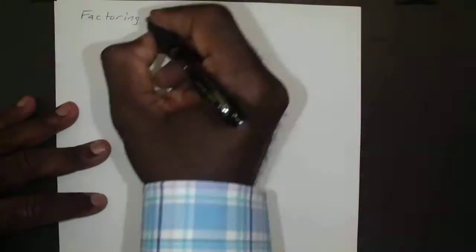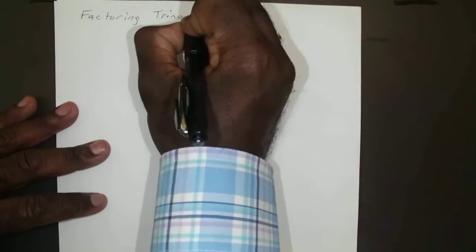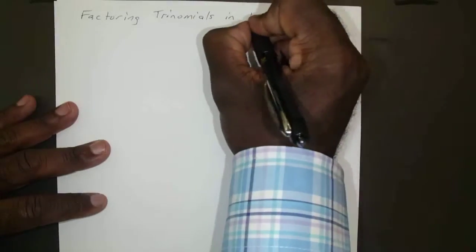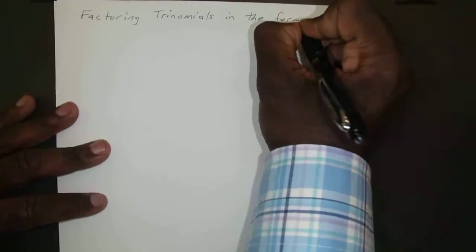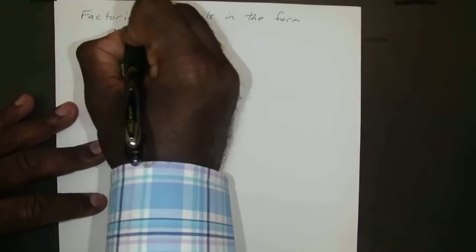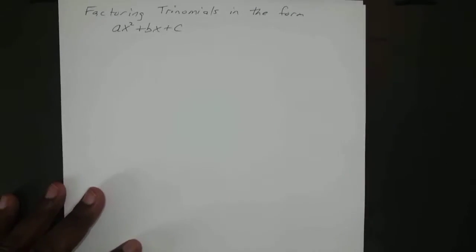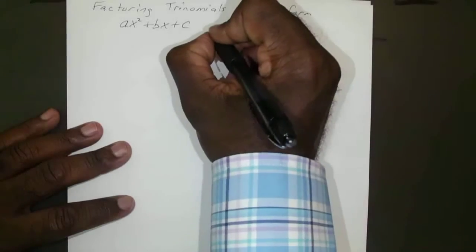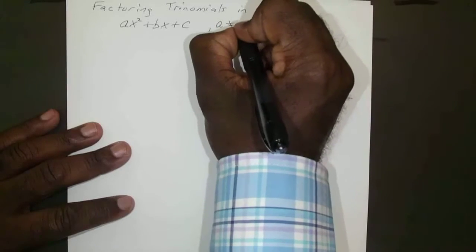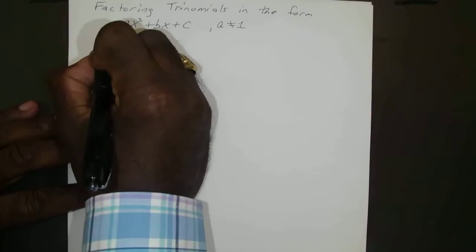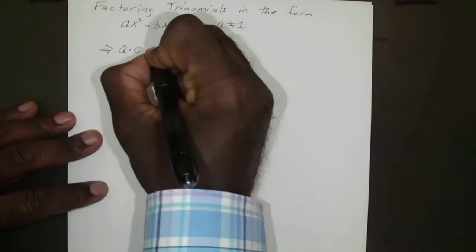Okay, so now we want to factor trinomials in the form ax squared plus bx plus c. This is when you have something in front of the x squared other than 1. And this is called the a times c method.